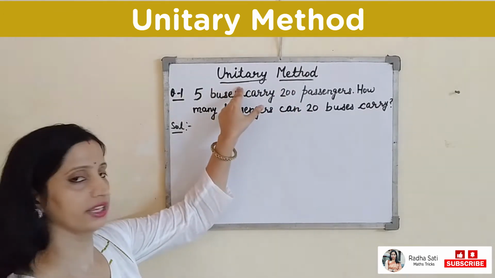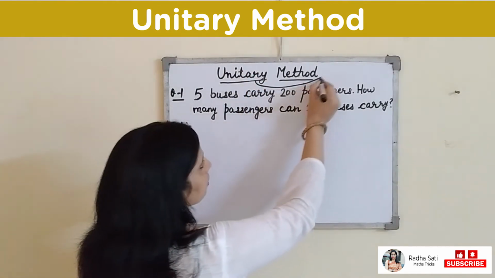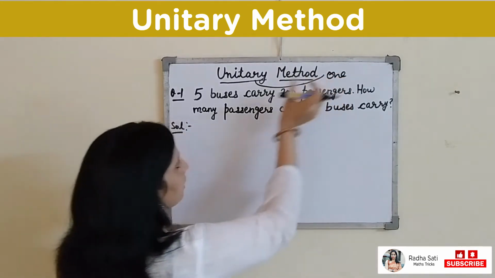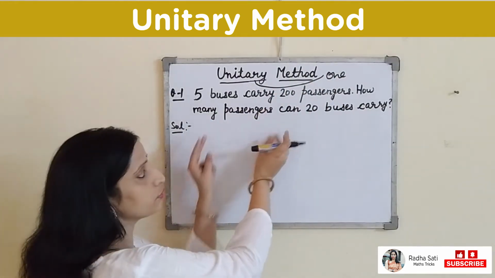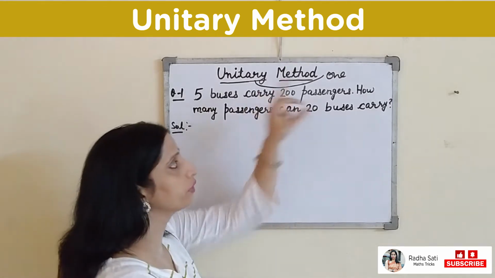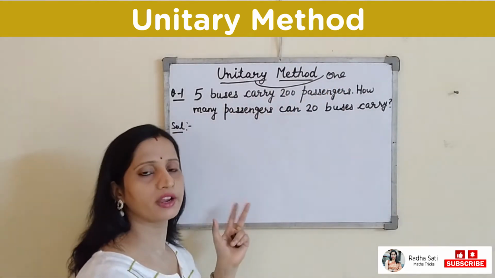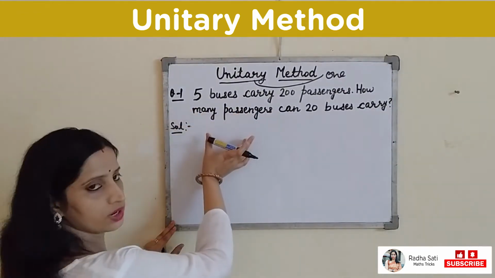The word unitary has come from the word unit, which means one. This means in these type of questions or in this method, first we have to find out the value of 1 and then we will find out the value of required number of units. Okay, so let's read this question.